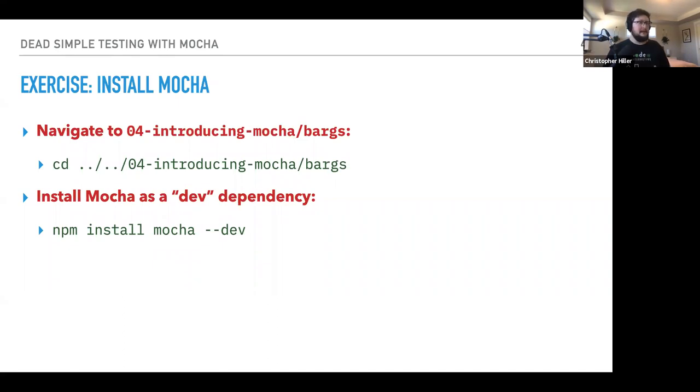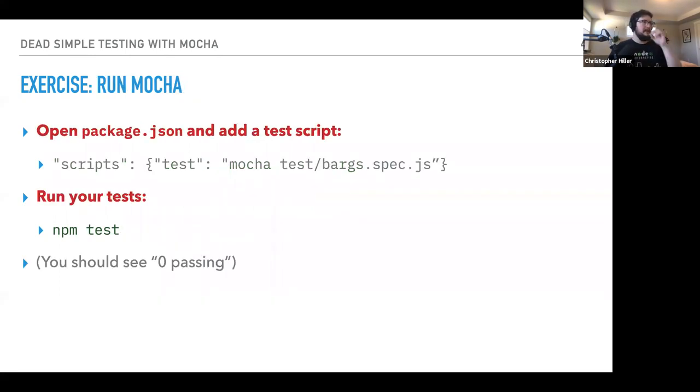All right, it shouldn't take that long. I mean, it's not that bad. So let's assume we have Mocha installed in this 04 introducing Mocha bargs. So yeah, we got it in there. And now we can open up our package.json. And in that package.json, there should not be a script property, but we want to add one. So we want to add a script called test, and the value of that script should be mocha test/bargs.spec.js.